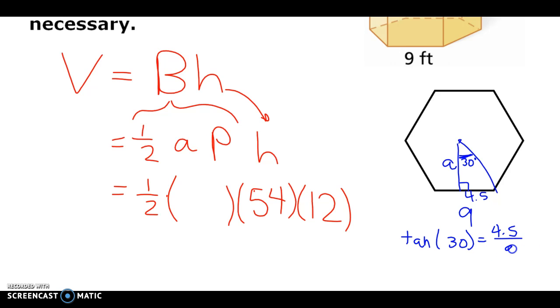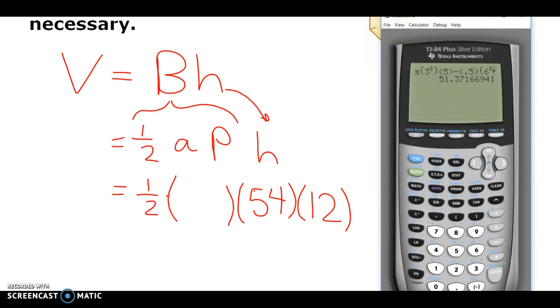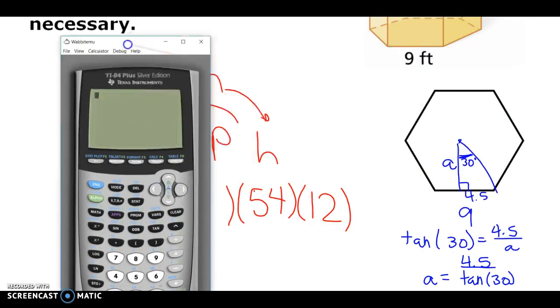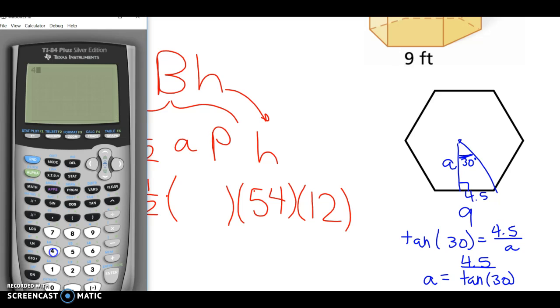The a is down low, so we need to switch now. So a is equal to 4.5 divided by tangent of 30. Get out your calculator. Make sure your calculator is in degree mode. So 4.5 divided by tangent of 30 gives 7.794. I'm just going to leave it in there.